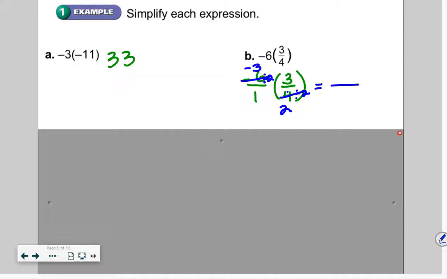Multiply straight across. -3 times a +3 is -9. 1 times 2. Can I leave my answer as a -9/2? No. What is a -9 divided by 2? 2 goes into 9 how many times? 4. How many are going to be left when you subtract? Should have a -4.5.